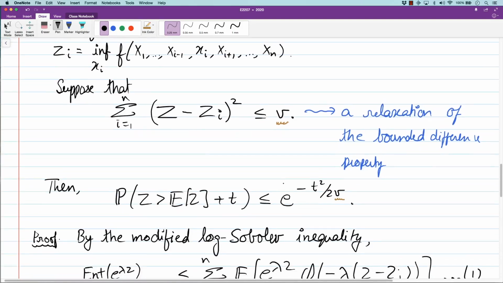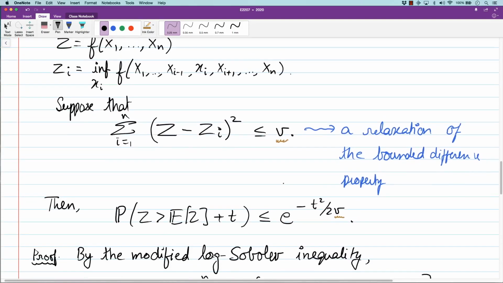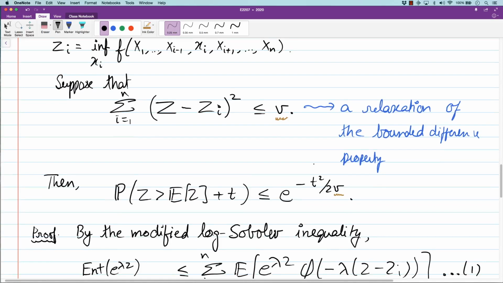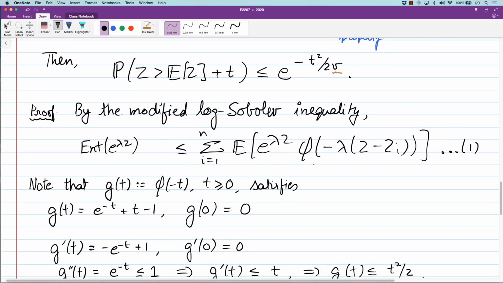If you apply this condition to minus z, this becomes z minus the sup over xi of zi, and if that guy is bounded, then you'll have the lower tail bound. And in fact, if sup over xi minus inf over xi is itself bounded, then you have both-sided tail bounds. Okay, that's roughly the gist.